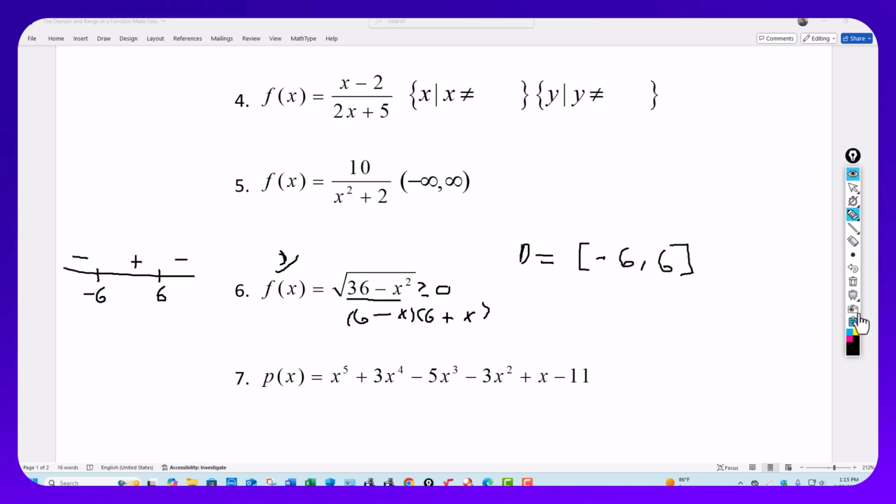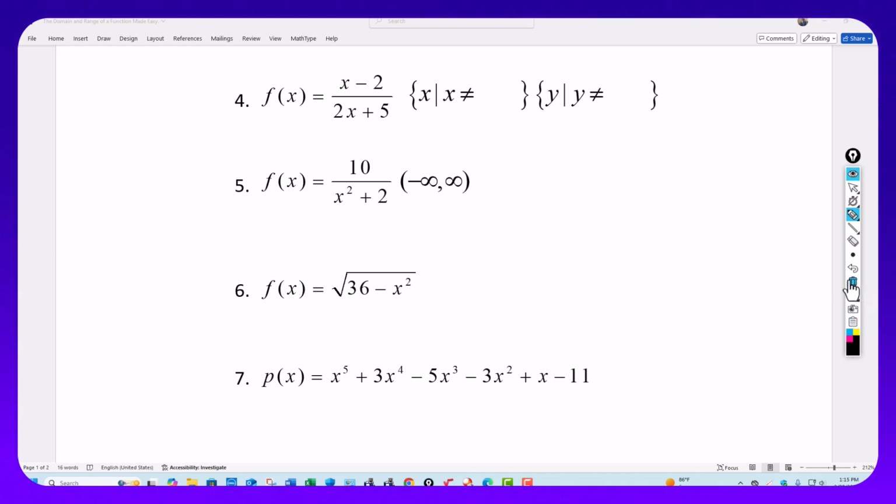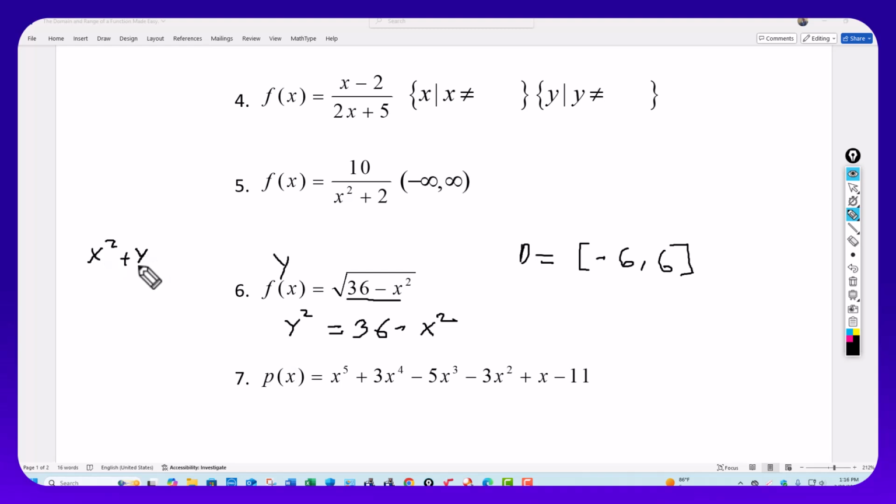Now for the range, let's replace the f by y, and let's square both sides. I get y squared is equal to 36 minus x squared. Let's take the minus x squared to the other side to get x squared plus y squared equals 36. Now you should recognize this as a circle. R squared is equal to 36, so that means the radius is equal to 6. So this is a circle of radius 6.